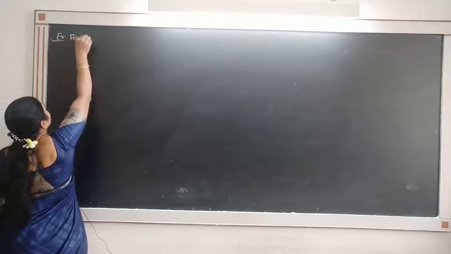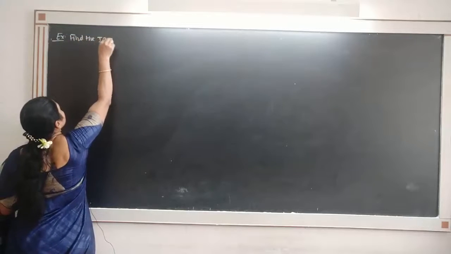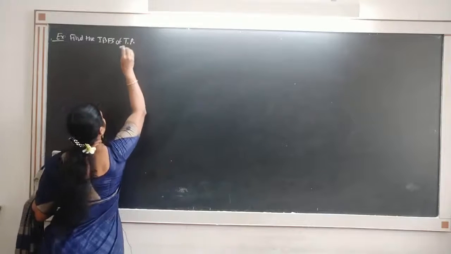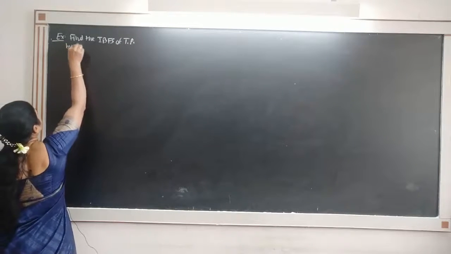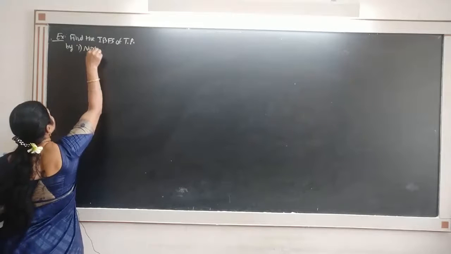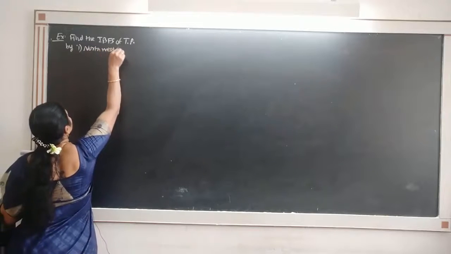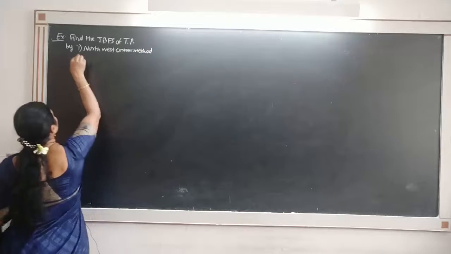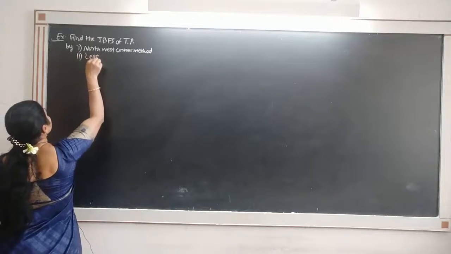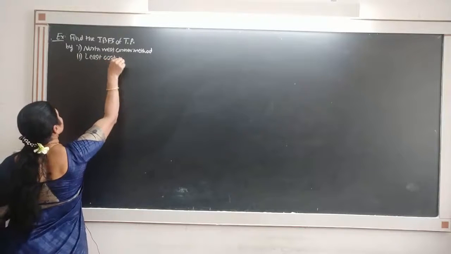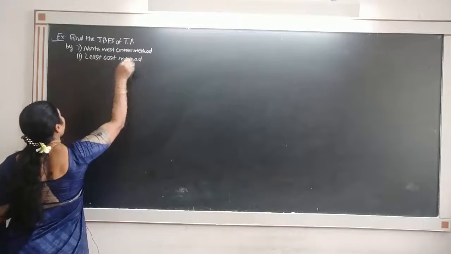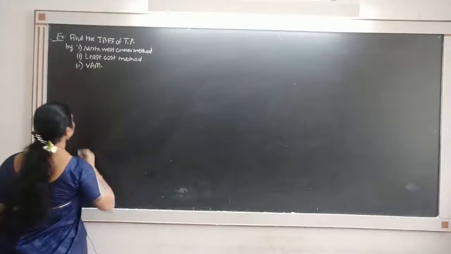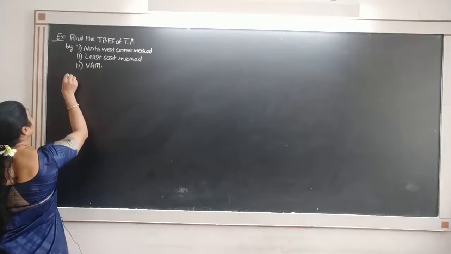So consider the example. Find the initial basic feasible solution of the transportation problem by firstly northwest corner method, by least cost method and by VAM, that is Vogel's approximation method. The TP is given.